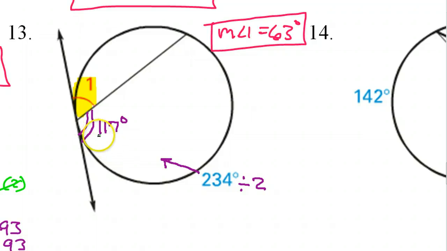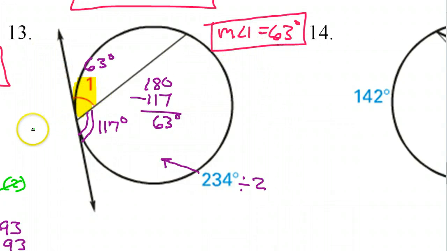So if this is 117, and we really want angle 1, you see the straight line here. These two angles have to be supplementary. They have to add up to 180 degrees. So at that point, I could just do 180 minus 117, and that is 63 degrees. So that's another way we can find the measure of angle 1. Either way, this is the answer to number 13.